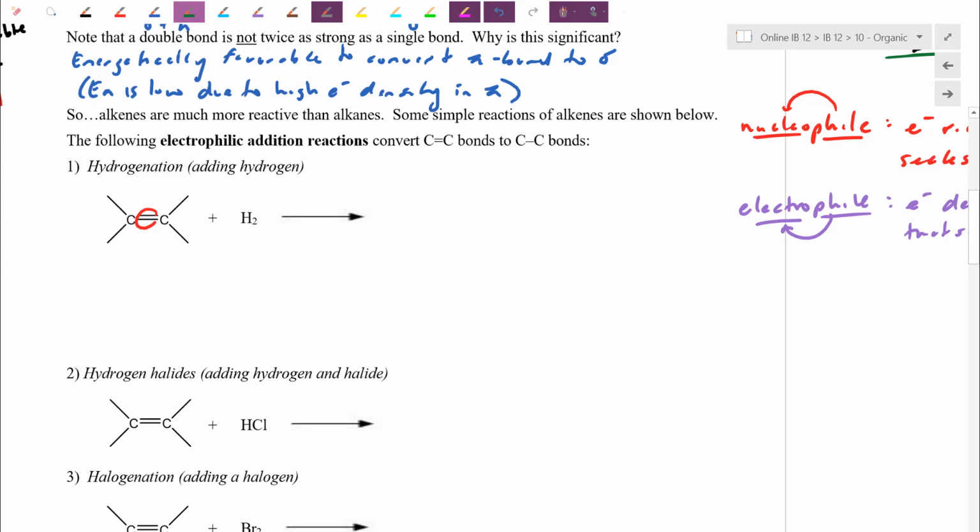So what we're going to do is I'm going to show you, just in summary, some of the reactions that we can add to the alkene. We'll talk about the mechanism of how it happens on the next page over. Some simple reactions of alkenes are shown below. It's important that you know these names here. This is called electrophilic addition reaction.